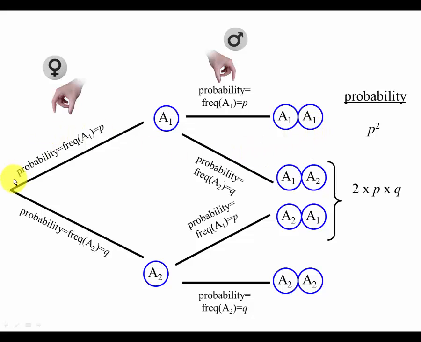Just as with the A1-A1 homozygote, to get to the A2-A2 homozygote, there's only one way to do it. You multiply Q times Q and get Q squared. So if a population is mating randomly and you know the frequency of the two alleles, these are the genotype frequencies you would expect. P squared of the individuals in the population are likely to be A1-A1, 2PQ are likely to be A1-A2, and Q squared is the frequency you expect for A2-A2 individuals.